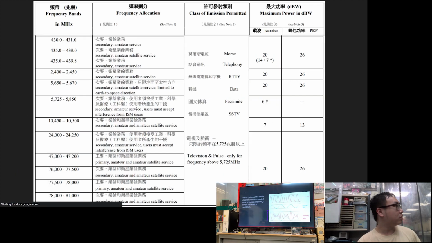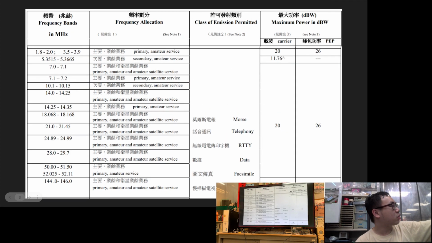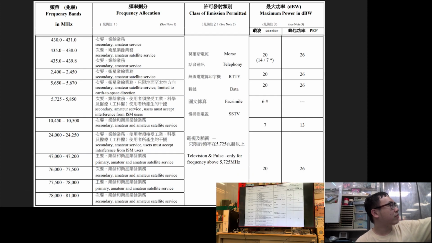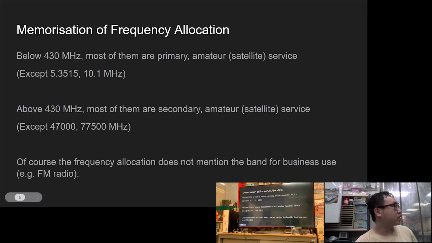430 is a magic number. It's 430, or the 146 is a magic number. So you know, 126 to 146, mainly they are primary. But 430 to 440 is secondary. There's nothing between 146 and 430. Nothing, yeah. It is not allowed. And the frequency for business use is not included here.